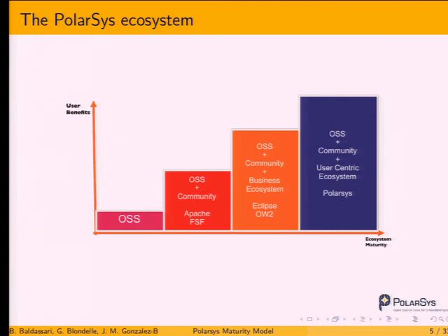So I will just spend a few minutes to tell you about what we do in PolarSys. The idea behind PolarSys is really to create this user-centric community. I think we will agree that Eclipse is a business-friendly open source ecosystem. We have an open source community, but we also have 220 members, which are companies working, contributing, using Eclipse projects.